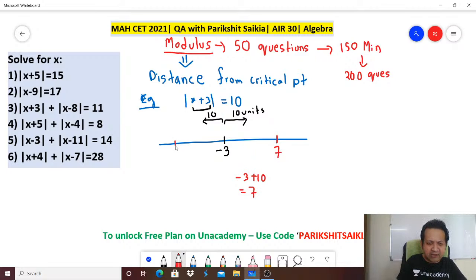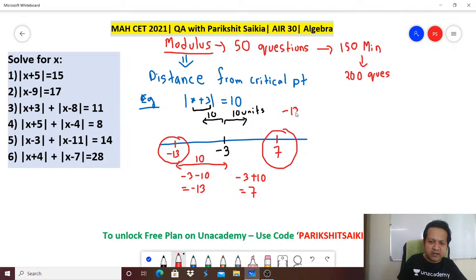Similarly, on the other side, remember the distance has to be 10. Which distance are we talking about? This distance has to be 10. So minus 3 minus 10. How much will you get? Minus 13. So these are your two answers. As simple as this. What are your two answers? Minus 13 and 7.